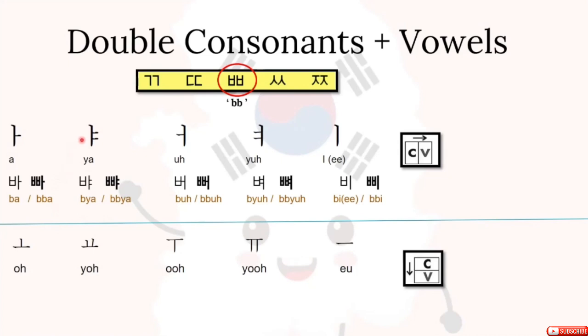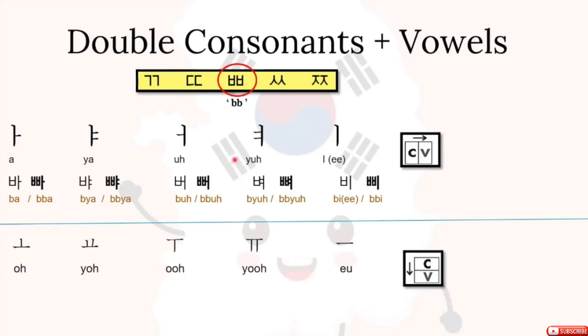Okay. Now, b and ya, bia. B and ya, bia. Pa, pia, bia. Pia, bia. Next one. B and o becomes bo. B and o becomes bo. Bo, bo, bo.